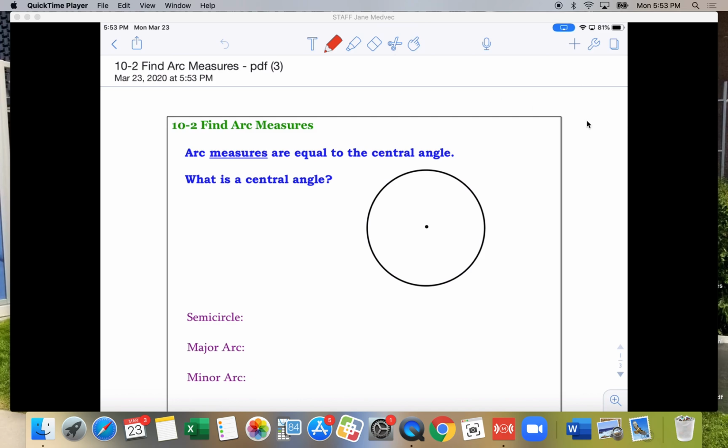Today what we're going to do is continue with chapter 10 and move on to 10.2, which is finding arc measures. There are some things that we need to know about arc measures. First of all, arc measures are equal to the central angle. And the question is, what is a central angle?